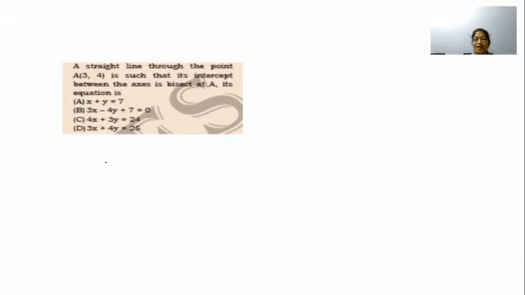You need to understand each and every word properly. A straight line is passing through which point? The point 3, 4. And what do you mean by intercepted between the axes? It is in between the two axes, x and y axis.